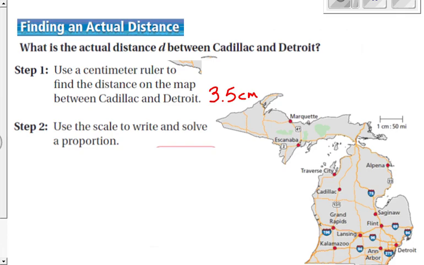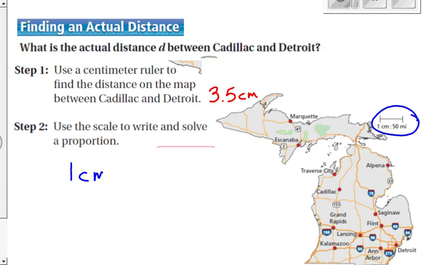So it says, what is the actual distance between Cadillac and Detroit? And if you measured with the centimeter ruler in your book, you would find out that from Cadillac to Detroit is 3.5 centimeters. So what we need to do is come up with a proportion. So the first thing we need to look for is a key. And if you look right here on the top right of the map, it says 1 centimeter over 50 miles.